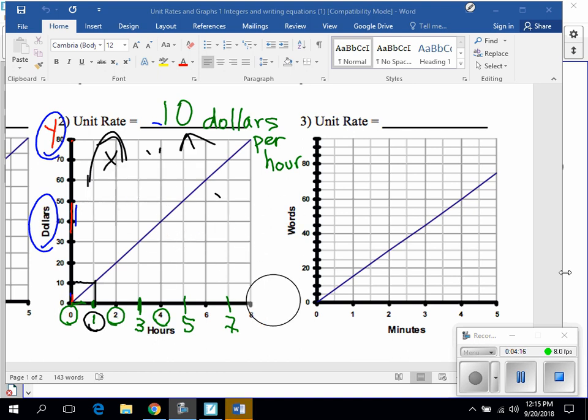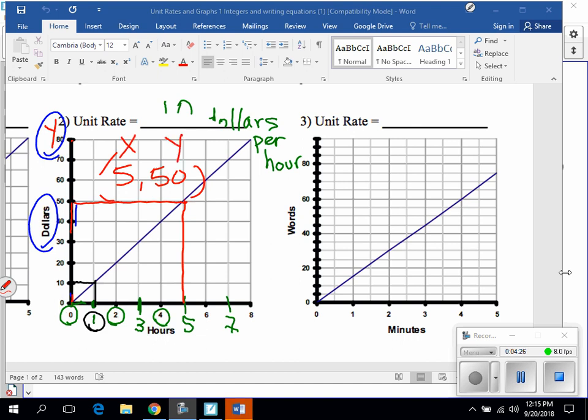If I would have chosen instead, I don't know, maybe we choose 5, 50. And I'm going to label x, and I'm going to label y. And the formula is k equals y divided by x. The y value is 50. I plug that into the numerator. The x value is 5. I plug that into the denominator. And 50 divided by 5, again, the answer is 10.